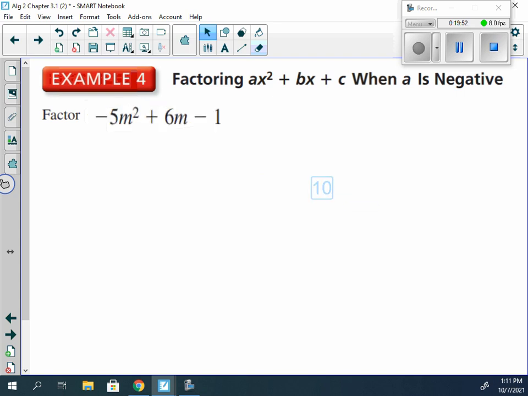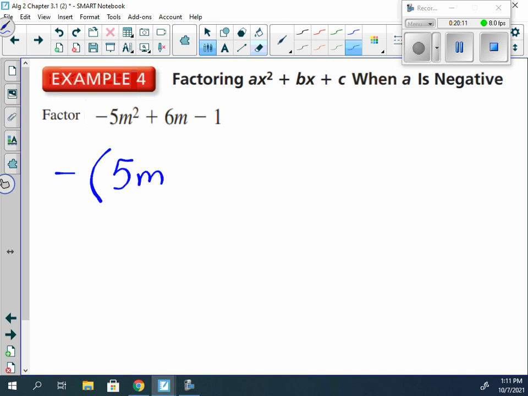Yep. Because this one, or the M one? Yeah. Let's do this one. That's perfectly fine. Let's do this one here. We'll just take out -1. So we'll take out the negative, yes. So if we take out the negative, -5m squared becomes 5m squared. The positive 6m becomes negative 6m, and the negative 1 becomes plus 1.